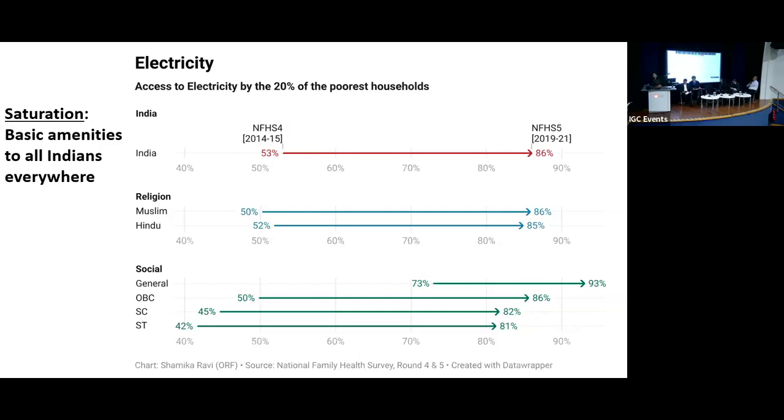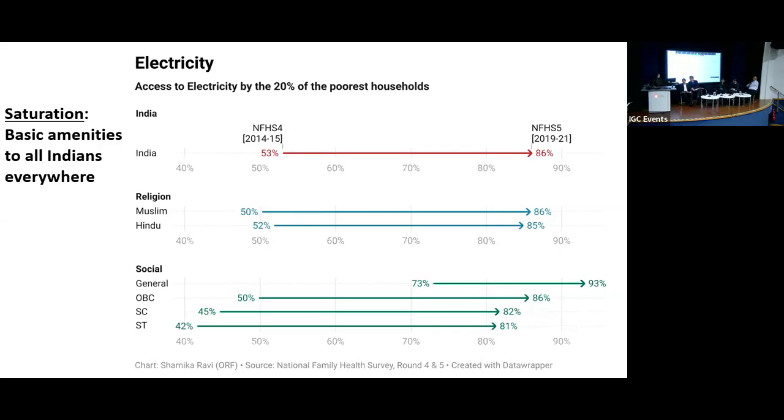And this is one example, electricity. And this is not government data. In fact, it's very seldom that we look at government data, because administration has its own point of view in its data collection. We almost always depend on survey data or alternate data. What is this telling you? The NFHS, National Family Health Survey, tells us that within a span of 5 to 6 years, between 2014-15 and 2019-21, for the poorest quintile, the bottom 20% of the population, access to electricity has increased from 53 to 86%. And this has happened for all demographics, whether you look at Muslims, Hindus, general, OBC, SC, ST, whatever. Regardless of how you cross-cut the data, geographic variations, religion, social categories, every household now has access or growing access to these basic amenities.